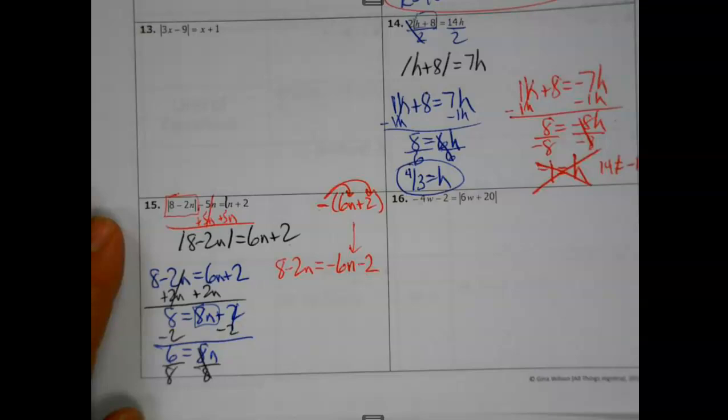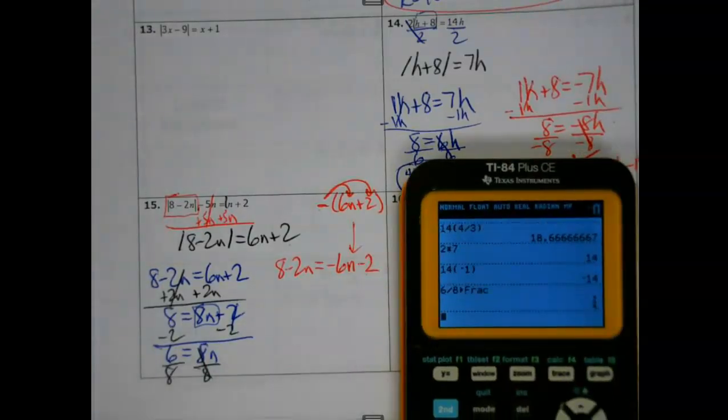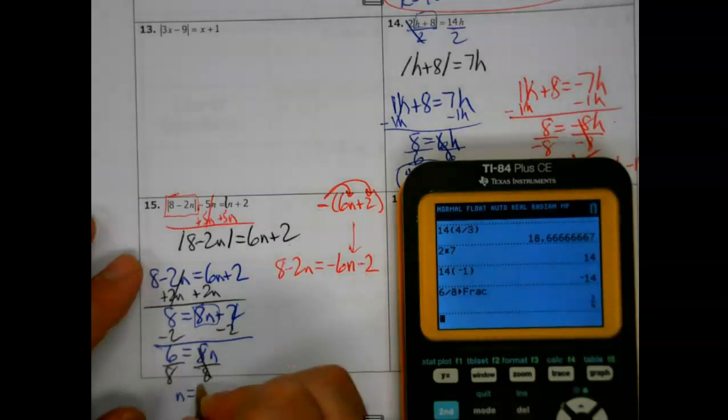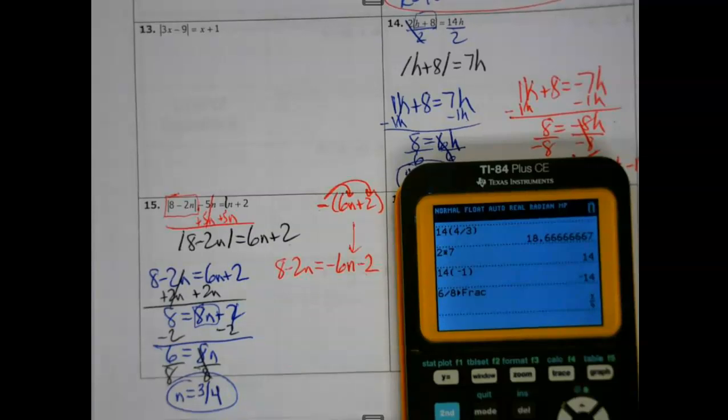All right, let's see here. 6 over 8, 6 divided by 8. Math, enter. 3/4.